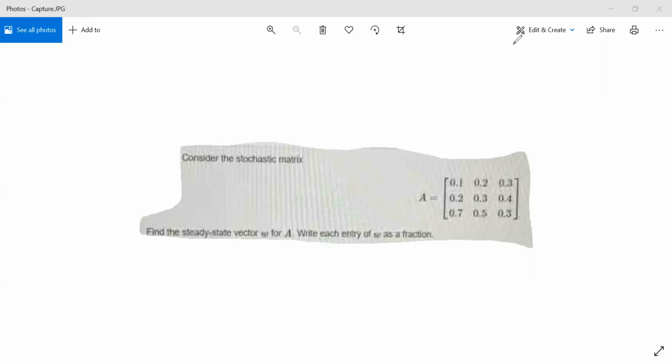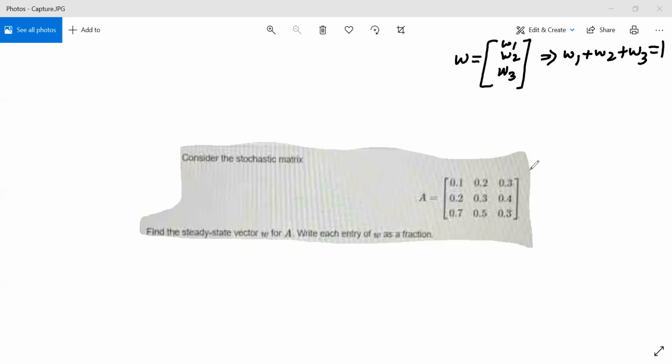So the steady state vector W will have three components because this is a 3 by 3 matrix. So I will write it like this: W equals W1, W2, W3, because this is a probability vector as well. Since it's a probability vector, the sum of these three components should equal 1. And this is for this stochastic matrix.